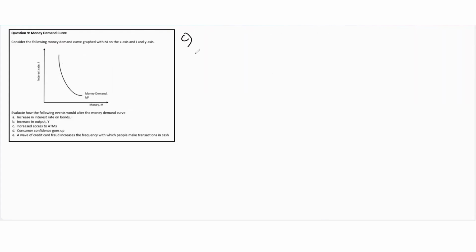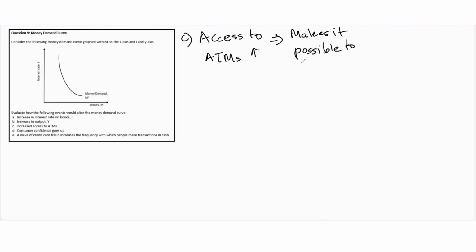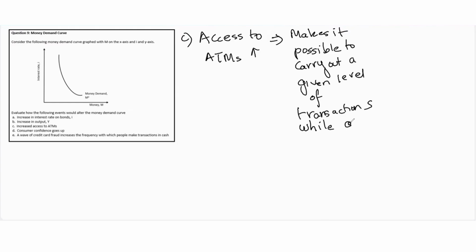Part C talks about increased access to ATMs. Now, when access to ATMs increases, this makes it possible to carry out a given level of transactions while carrying less cash. So it makes it possible to conduct a given level of transactions while carrying less cash.